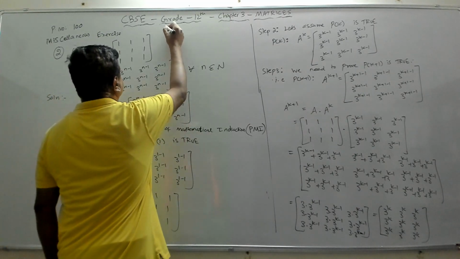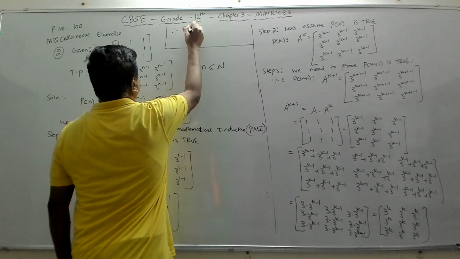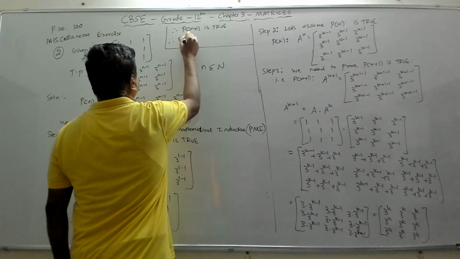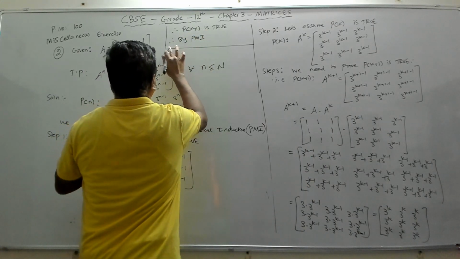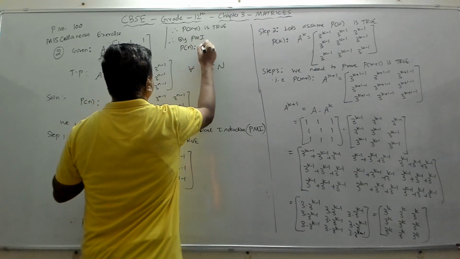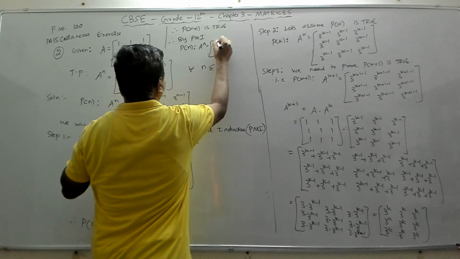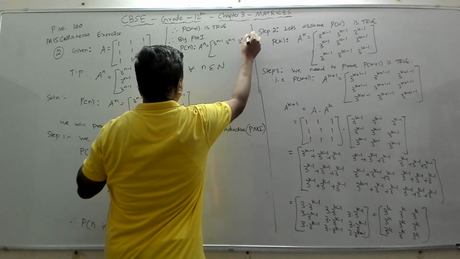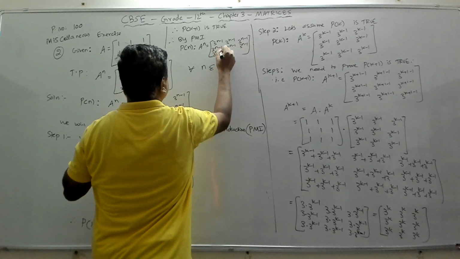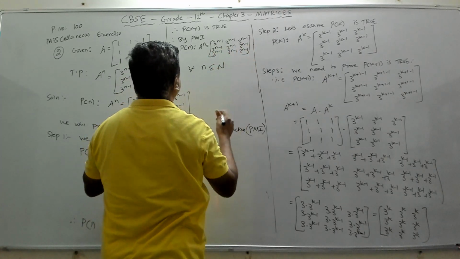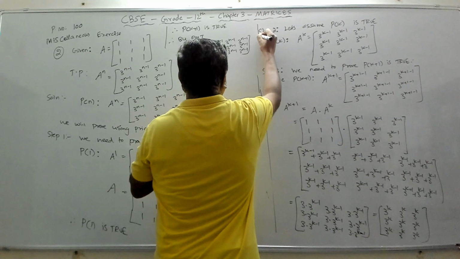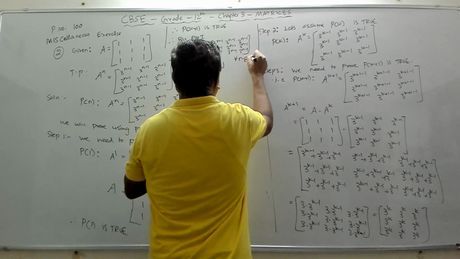So I'll write the conclusion here. Therefore P of k plus 1 is true. Therefore, by PMI, P of n, that is a power n equal to this matrix with every entry 3 power n minus 1, holds for every n belonging to N.